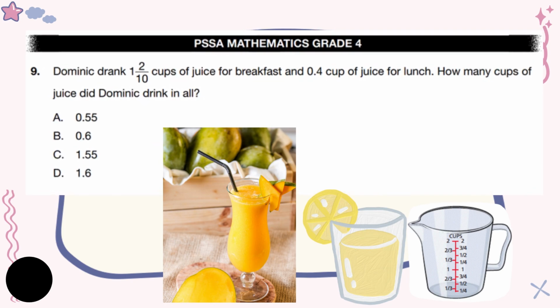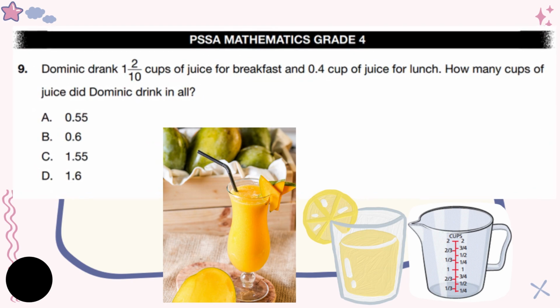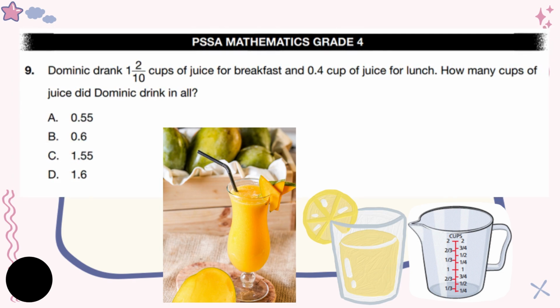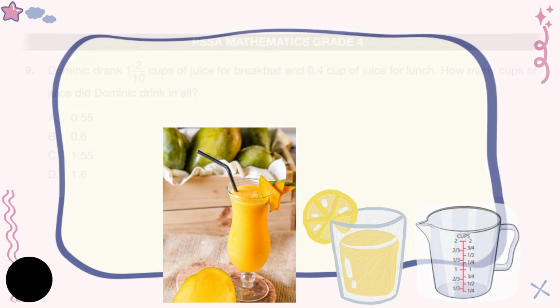Question number 9. Dominic drank 1 and 2/10 cups of juice for breakfast and 0.4 cup of juice for lunch. How many cups of juice did Dominic drink in all? So I will find the answer, guys.